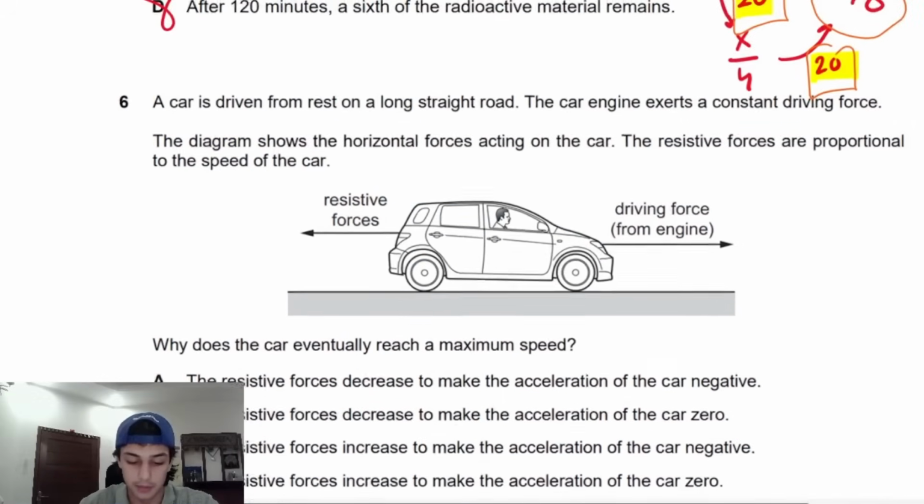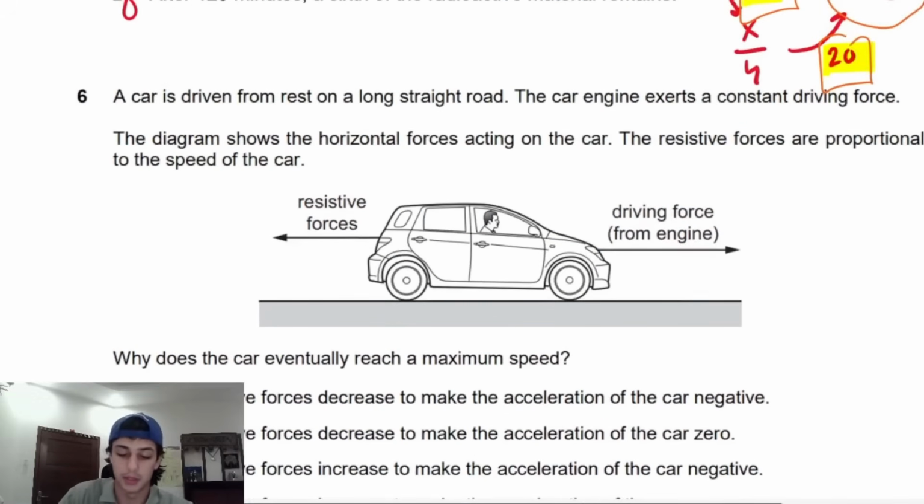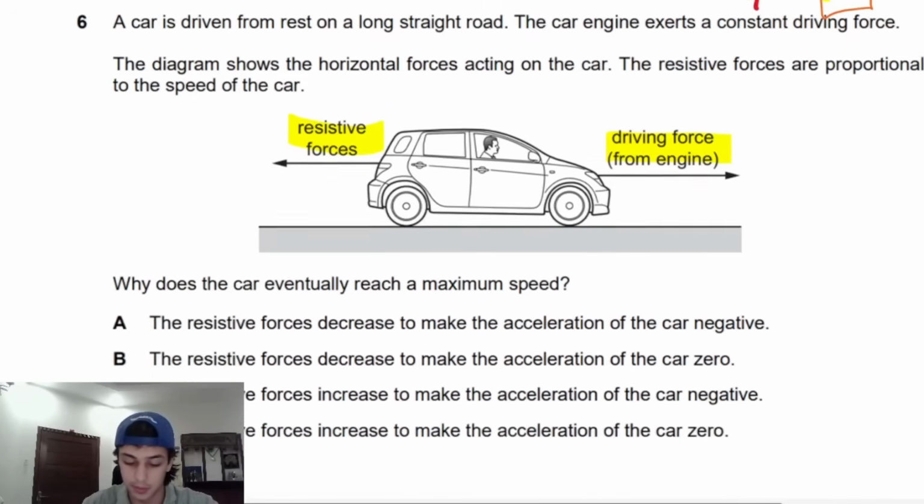The car is driven from rest on a long straight road. The car engine exerts a constant driving force. And then we have a horizontal force acting. So we have two forces: driving and resistive. Now this question is very similar to skydiving. So if you guys have done that, then this would be a piece of cake.